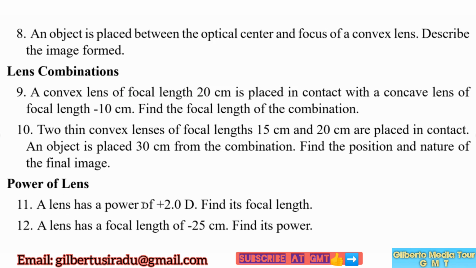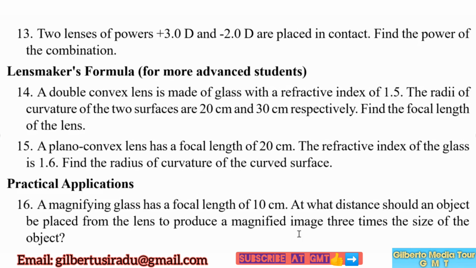About power of lens. A lens has a power of positive 2 diopters. Find its focal length. A lens has a focal length of negative 25 centimeters. Find its power. 13. Two lenses of powers positive 3 diopters and negative 2 diopters are placed in contact. Find the power of the combination.